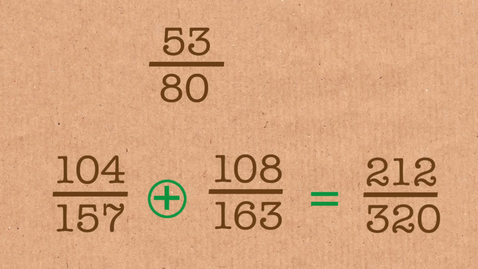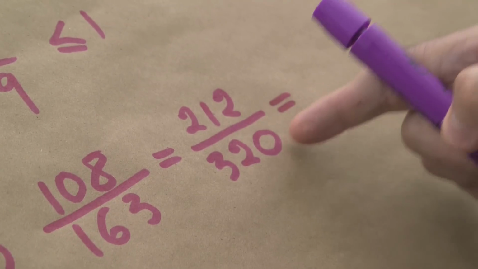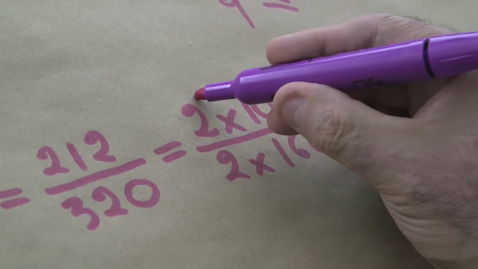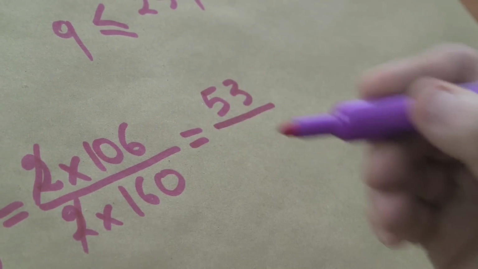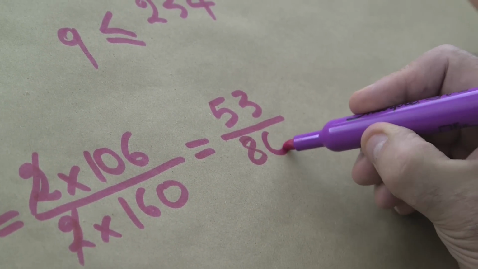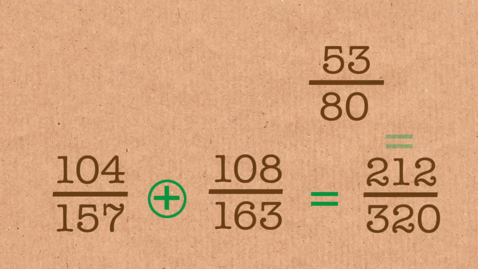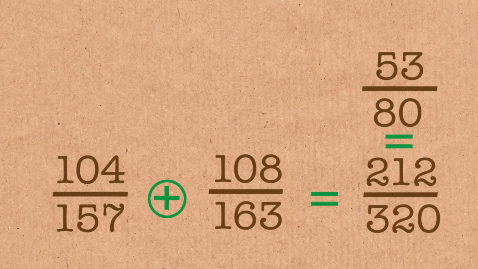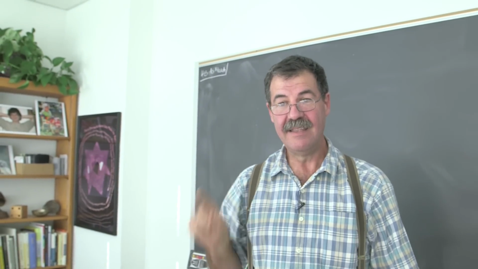Well, except, wait a minute. You remember how I can simplify fractions? Look, clearly the top and the bottom, I can divide by 2. There is also a 2 as a factor here. I divide by 2 the top and the bottom. I'm going a little fast. Over 80. Hey, hey. So that was a Farey sum. That's a Farey sum.